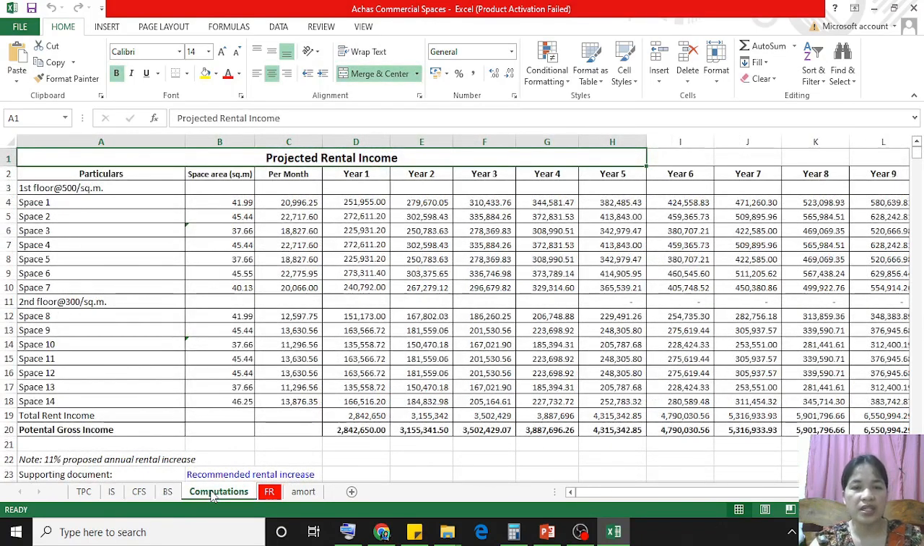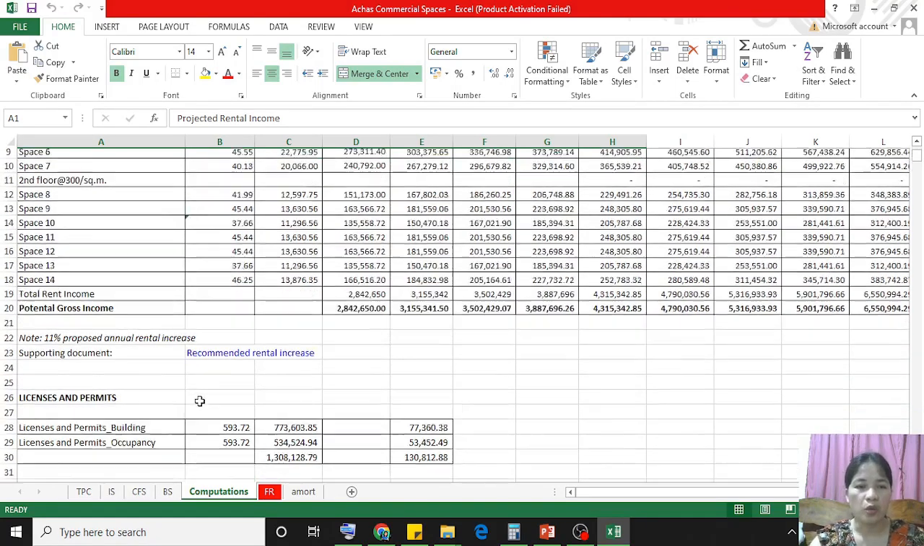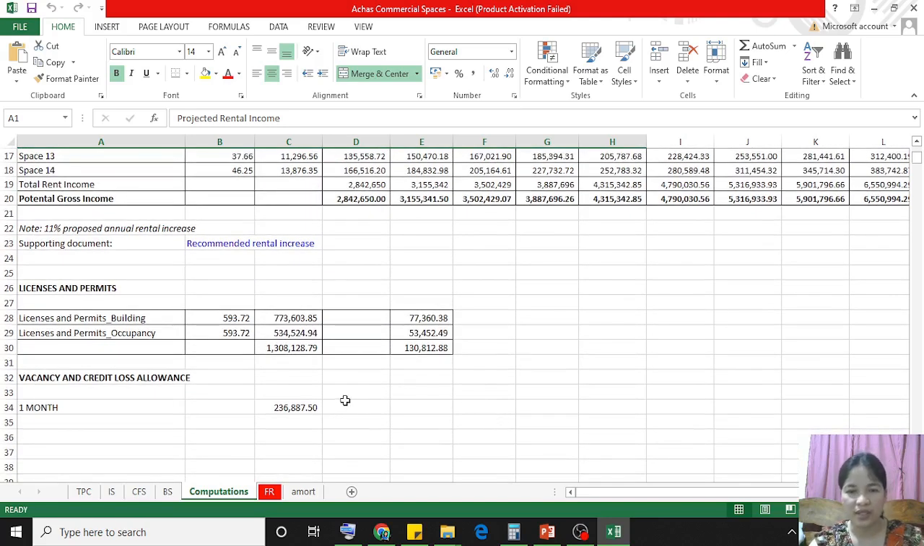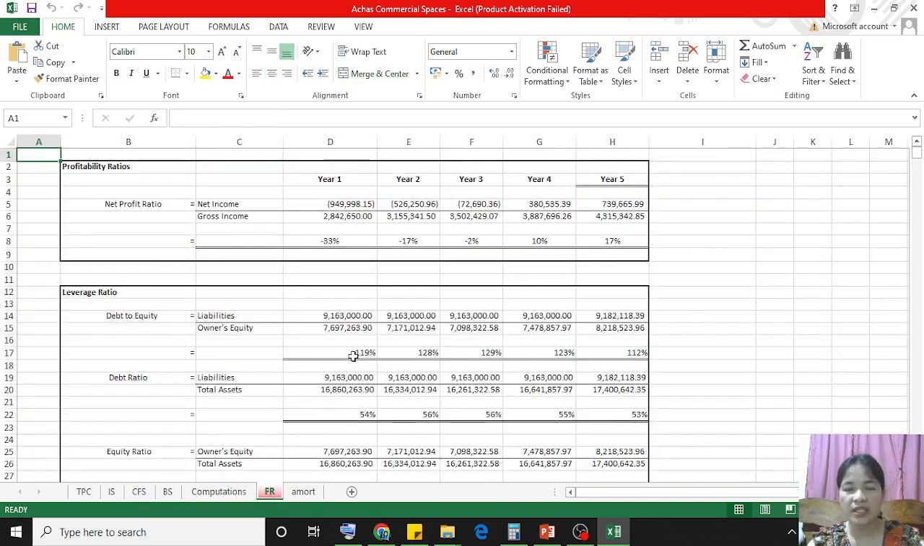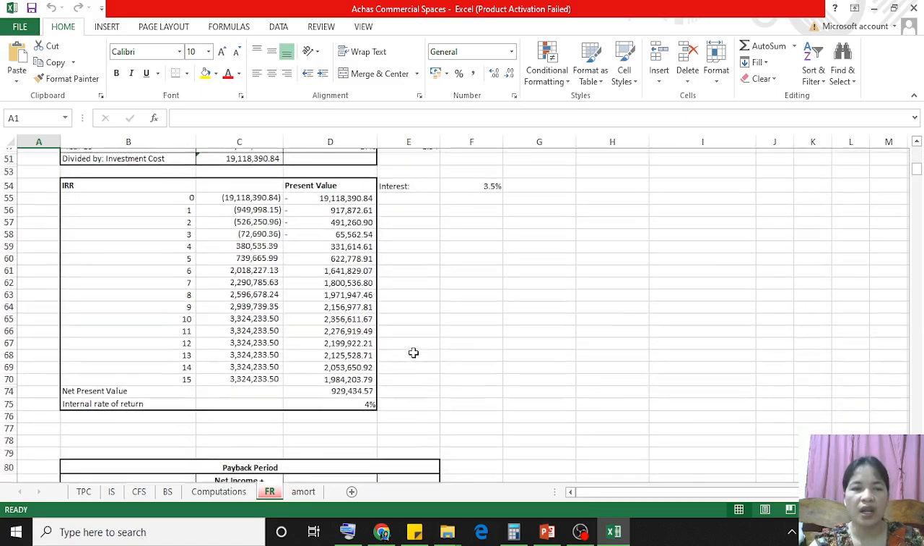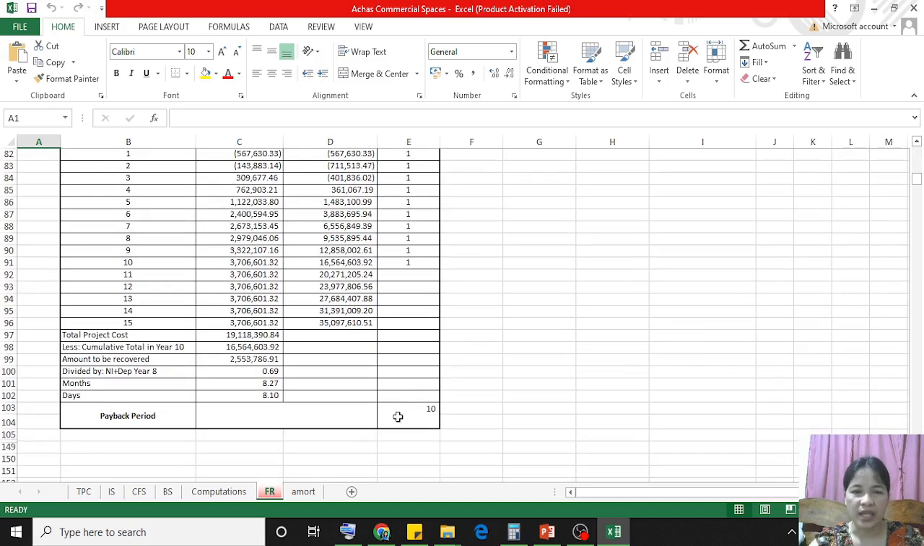And the fifth sheet is computations. So in this sheet, we can see additional calculations related to project assumptions such as rental fees. And also here, we can also see the licenses and permits and vacancy and credit loss allowance. Then the second to the last sheet is FR, or the financial ratios. Financial ratios help financial managers to make informed decisions about the project's return on investment, or ROI, and long-term sustainability. So by doing financial ratios, you can estimate the payback period. So in this case, it states here that the payback period is 10 years.